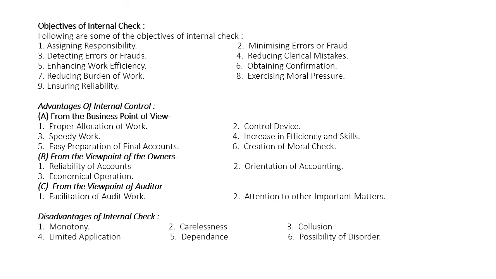Fourth is limited application. The application of this system is limited only to big organizations. Its application in small organizations may result in loss of time and unnecessary expenditure. Dependence is also a disadvantage. Statutory auditors in almost all cases rely on the internal check system. Accordingly, they apply test check and therefore do not apply thorough check, and thereby dependence is increased, and such dependence is disadvantageous on the part of the auditor as well as on the part of everyone concerned with the organization.